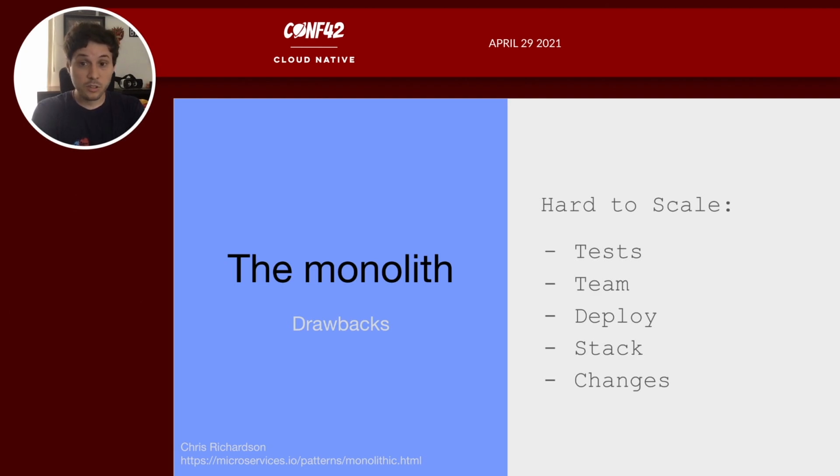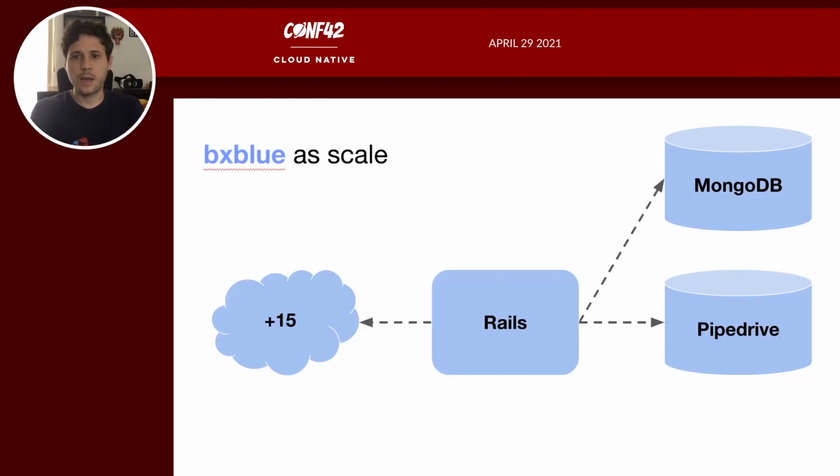You can have a faster deploy, but it's hard when you have a very large code base. How to scale your stack so you can have new technologies living with legacy ones, and how to scale changes when you have lots of changes happening at the same time. So let's talk about how bxblue handled this type of scale.